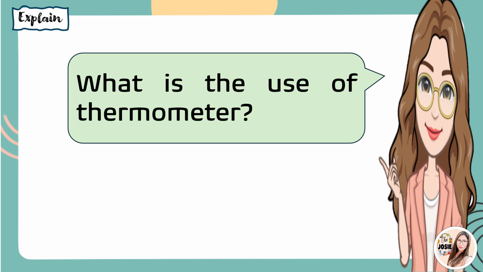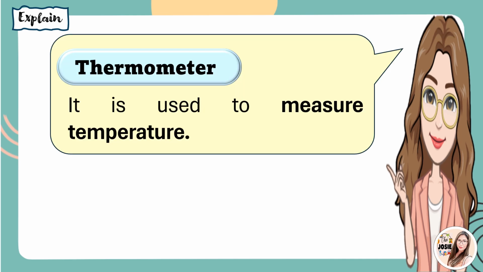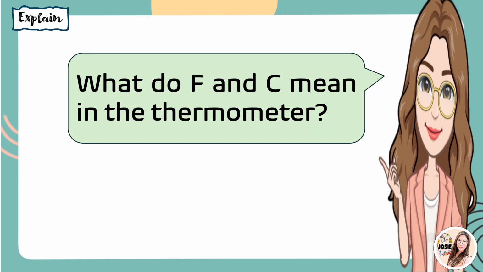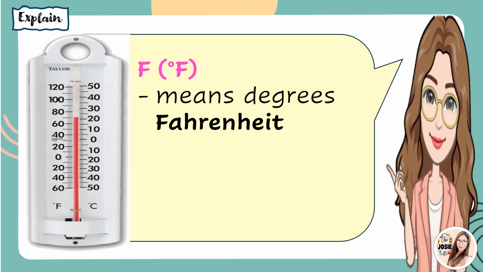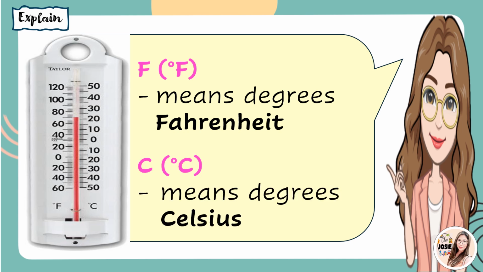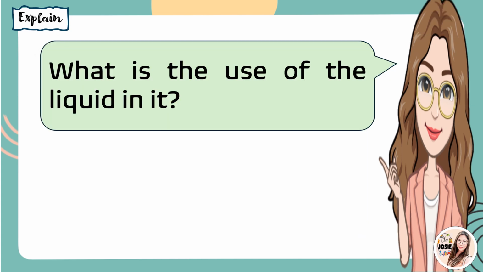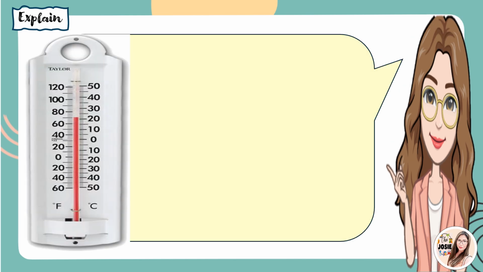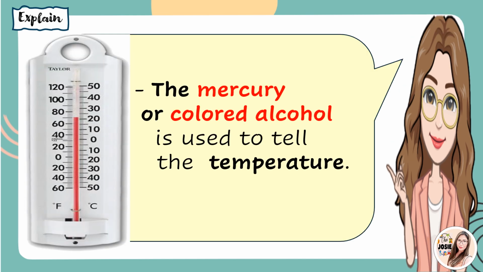Correct. A thermometer is used to measure temperature. What do F and C mean in the thermometer? You're right. F means degrees Fahrenheit and C means degrees Celsius. What is the use of the liquid in it? Correct. The mercury or colored alcohol is used to tell the temperature.